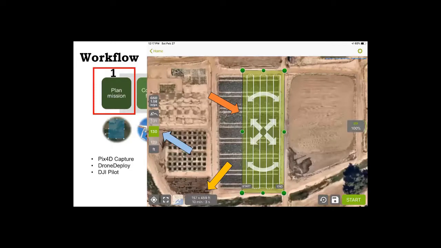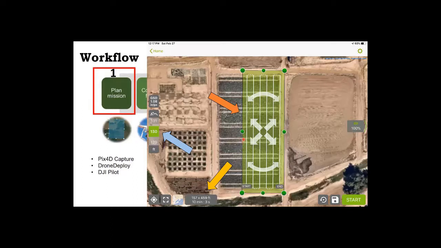The first one is mission planning. Planning the mission flight in advance helps us to get ready and to estimate the flight time. There are various applications that can be used to plan a mission flight, for example, Pix4D Capture, DroneDeploy, DJI Pilot, etc. And they are available to download on our smartphones.